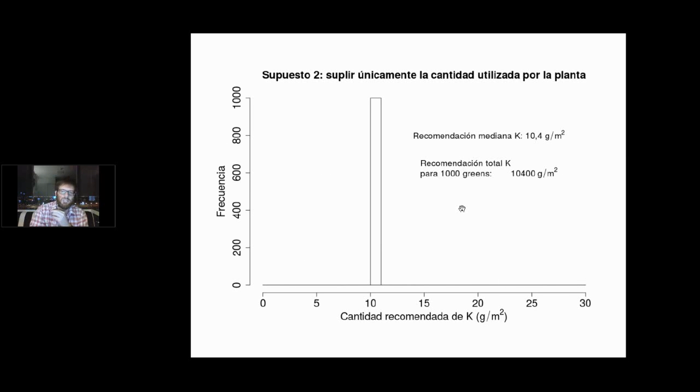Then in the second scenario, we're ignoring the soil and we just apply what the grass uses. In this case, every single one of those 1,000 greens gets exactly the same recommendation. So all 1,000 of the greens are getting 10.4 grams recommended, which is the amount that we predict the grass will use.